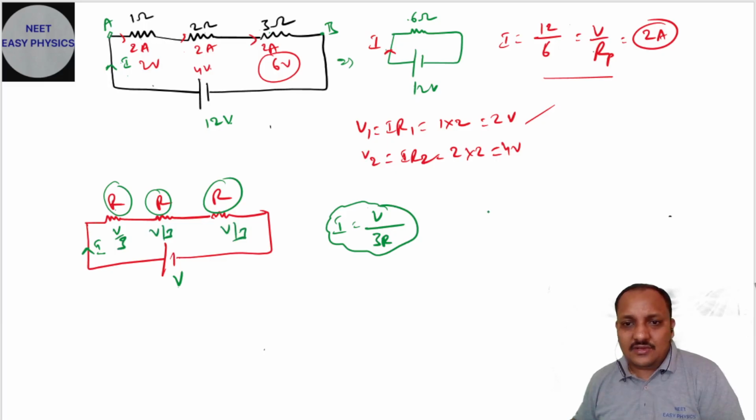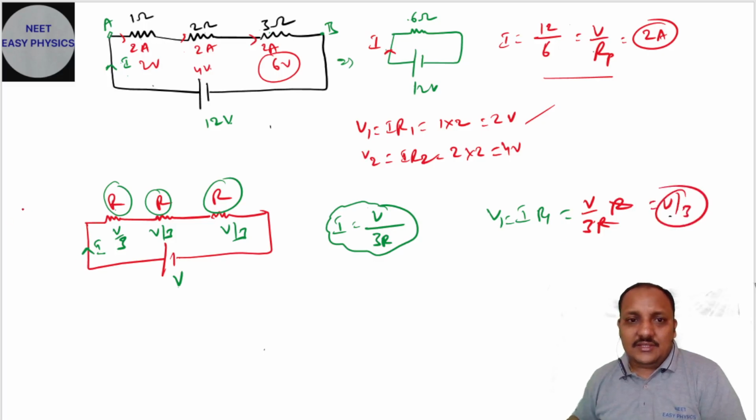If you want to solve also, we can solve. V1 is equal to IR1. What is I? V by 3R. And what is first resistance? R. R will be cancelled. Again, you got V by 3. So you have to remember important point. If resistors are equally present in series, voltage also will divide equally among these resistors. If you remember that point, it will be useful for some problems in our next upcoming problem.